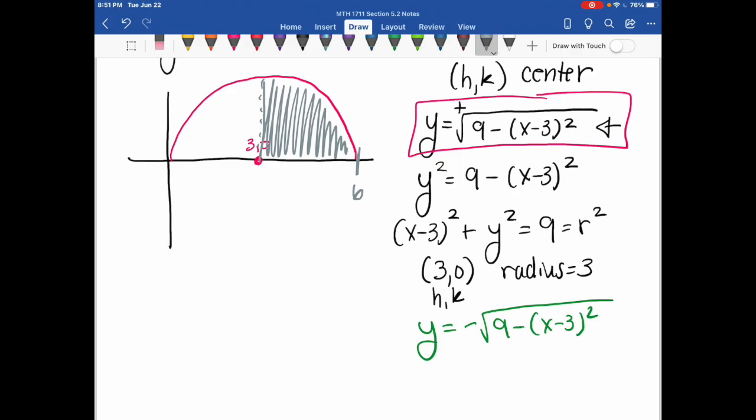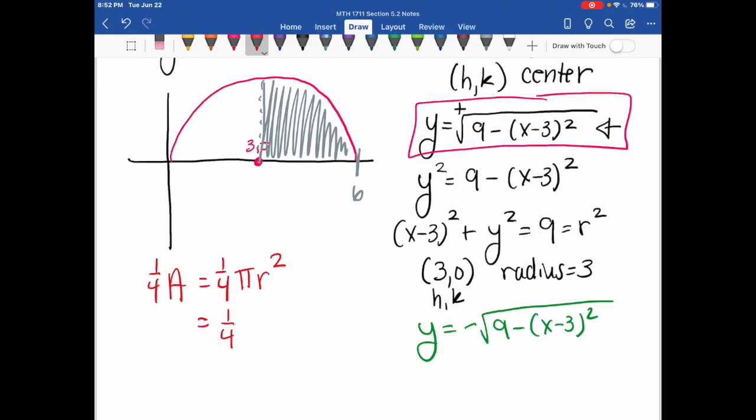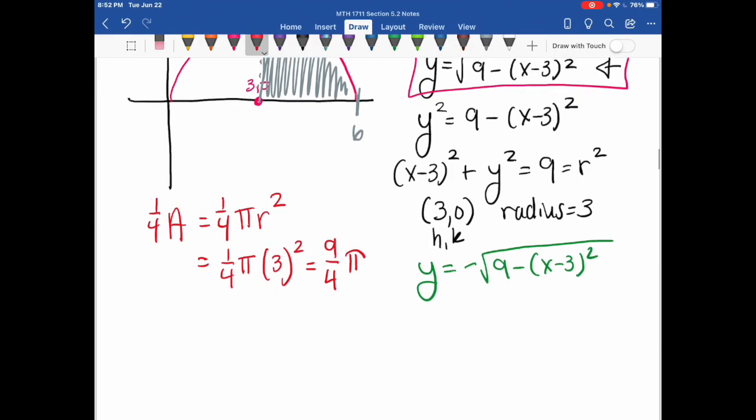Since a circle is symmetric, all I have to do is find the area of the full circle and divide it by 4. If you remember, the area of a full circle is pi r squared. So if I want to find a quarter of this circle, I take a fourth of the area, and I'll have the area that's shaded in gray, a quarter of that circle on the interval from 3 to 6. So I'm going to take 1/4 times pi times 3 squared. That's going to give me 9/4 pi.